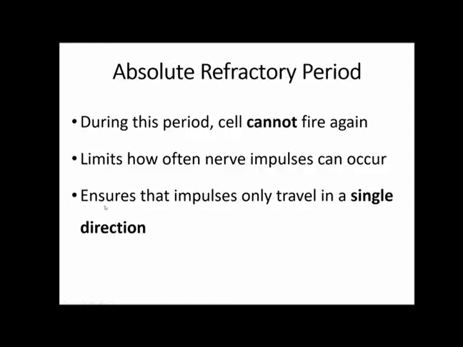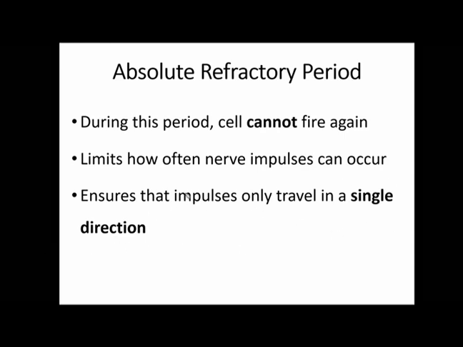And that's important because it ensures our impulses are only traveling in a single direction. So it's making sure that the impulses, our action potentials, or our neuron firings, those only go in the direction from our dendrites to our axons, and always in that direction.